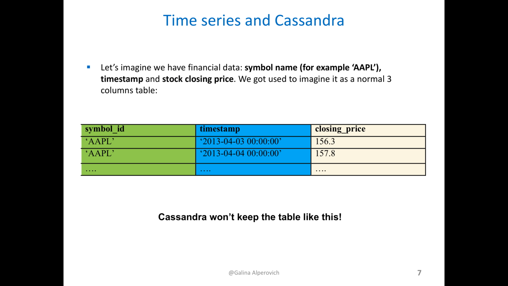In this picture, you see the classic table, how we usually imagine time series data. You have three columns, for example, symbol ID, timestamp, and closing price. For every symbol ID, for example, Apple or Google, and for every timestamp, in this case daily data, you have some value, for example, the closing price. It's important to know that Cassandra stores the table in a different way, not like this, and I will explain how.